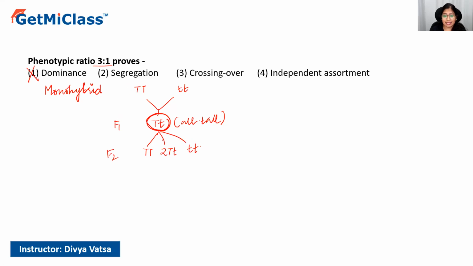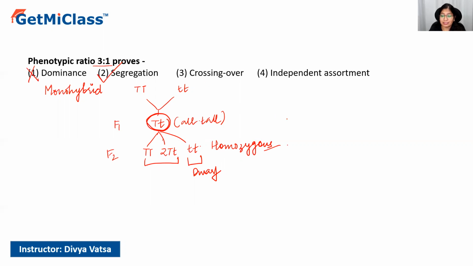Segregation. You can see over here that in F1 all were looking tall. Where did our dwarf characteristic go? But in the F2 generation we saw three were tall, and one dwarf was obtained. That means the dwarf was there somewhere, and it has segregated or separated itself and expressed itself now, and it is expressing only in the homozygous form. So this looks like the right option.